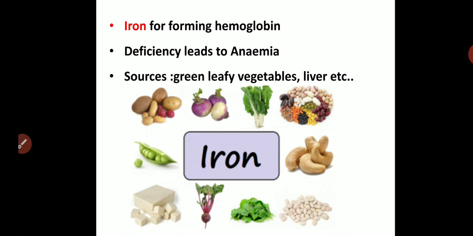Then is iron. Iron is needed for the formation of hemoglobin, the important component in the blood, which is the carrier of respiratory gases. Then it is also needed for enzyme activity. If a person does not get sufficient quantity of iron in the food, it leads to a disorder termed as anemia. The person becomes very weak. And the sources of iron are the following food items shown in the picture.